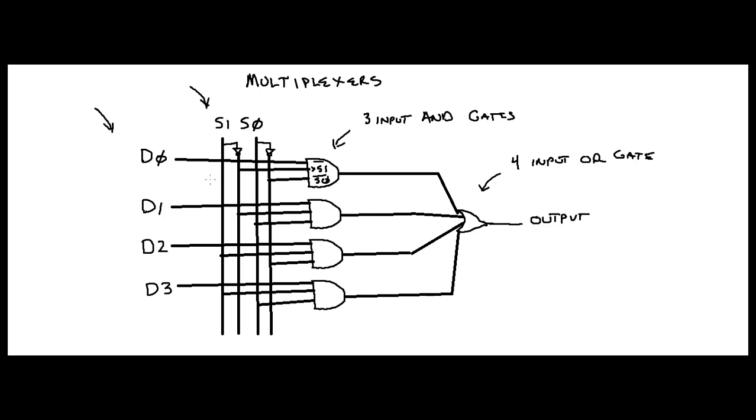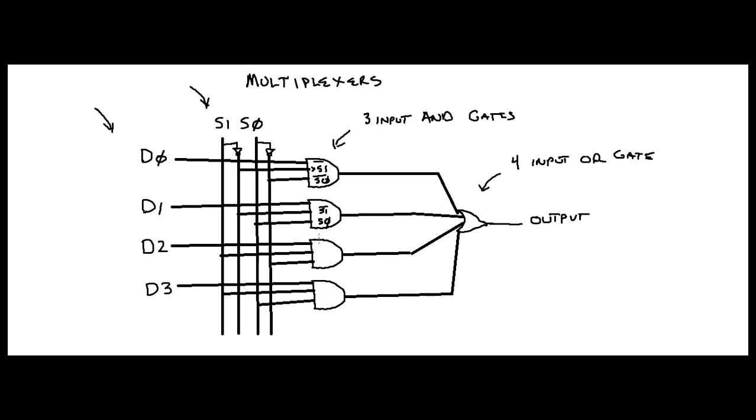Now, if you look at the next one, it's the same logic. For D1 to come out, you would have to have S1 bar, but this would be S0, no bar, because it's connected to the S0 line. If you had that, then your D1 would be output, right? Remember, it's going to an OR gate, so whichever is active is the one that would be output, right?